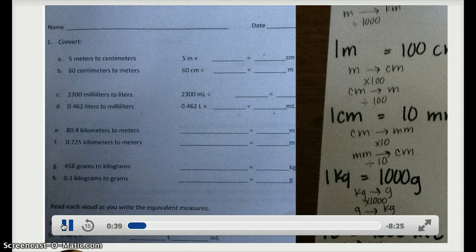Then again, we took 60 centimeters to meters. What are we going to do? It already tells us we're dividing. We're going to divide by 100. 60 divided by 100, I go 2 to the left, I have 0.6 meters, or 6/10 of a meter.